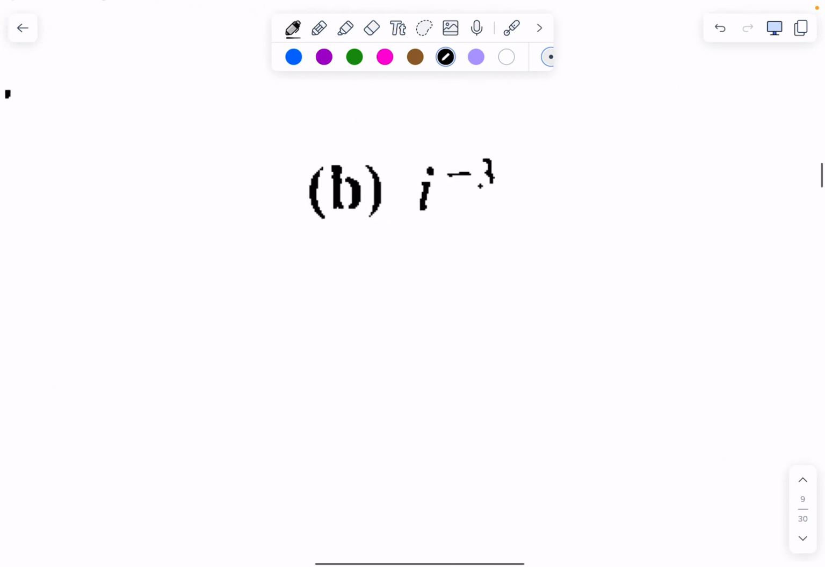All right, B. What's the difference with B? It's a negative exponent. How do I get rid of negative exponents?